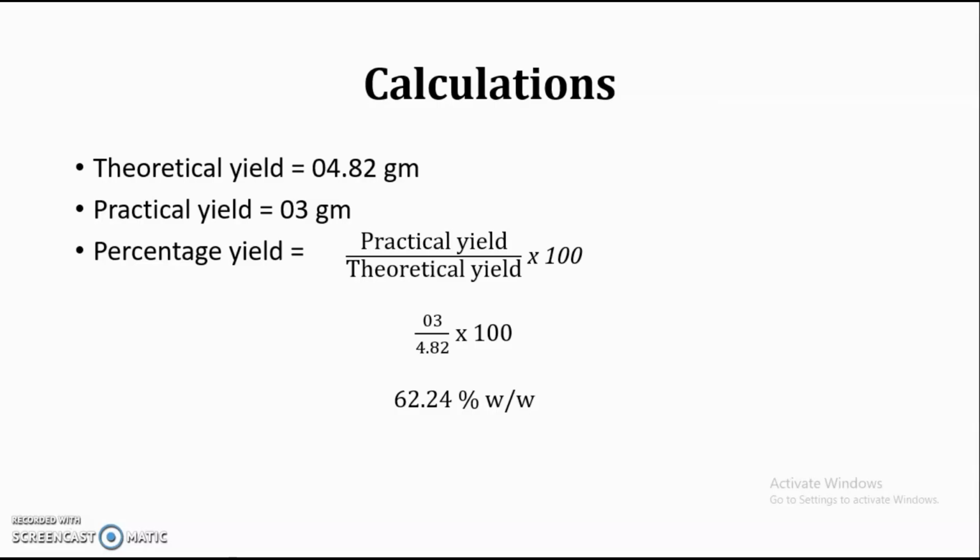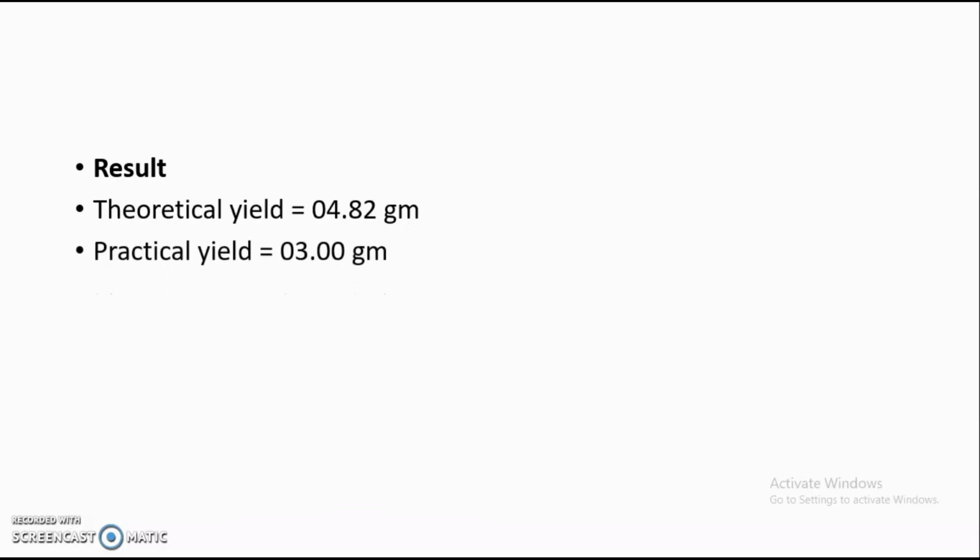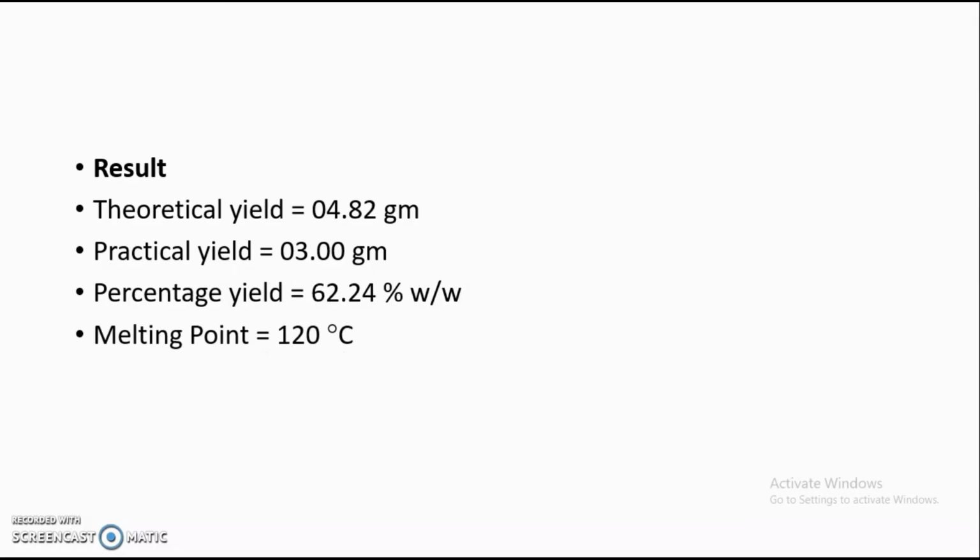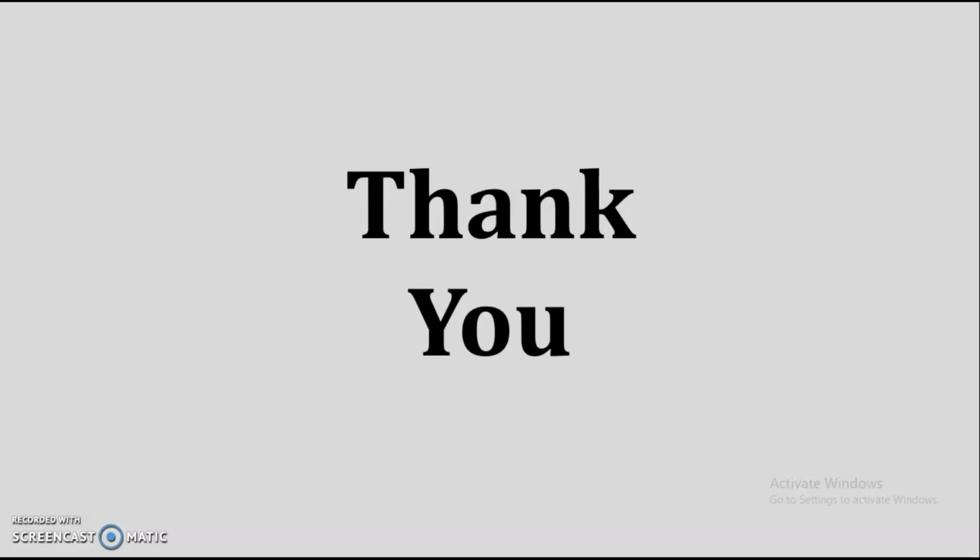The result should be tabulated in this form: theoretical yield is equal to 4.82 gram, practical yield is equal to 3 gram, percentage yield is equal to 62.24% weight by weight, melting point is equal to 120 degree Celsius. So this is about the result that is obtained by performing the synthesis of benzoic acid from benzyl chloride. So here we have completed the synthesis of benzoic acid from benzyl chloride.